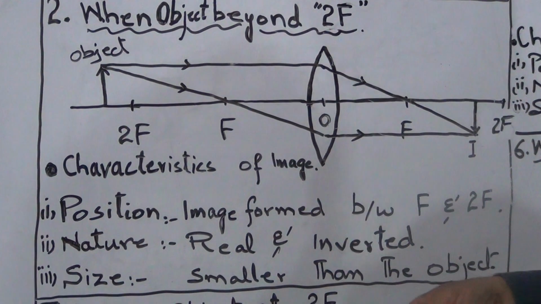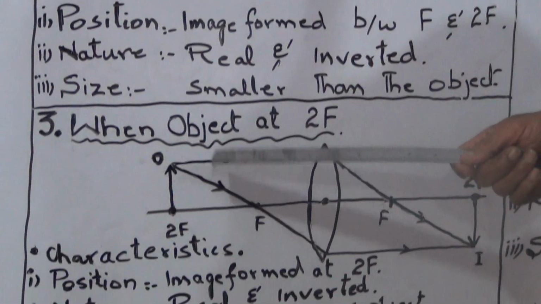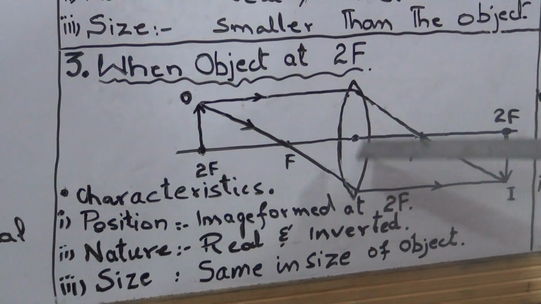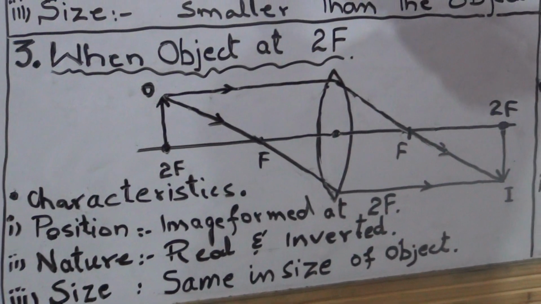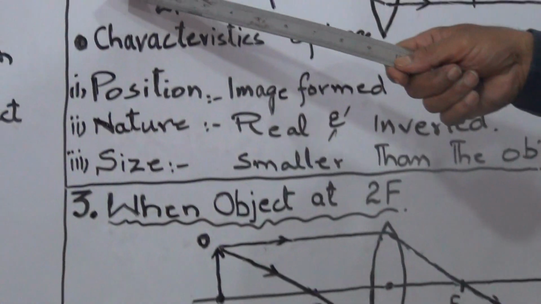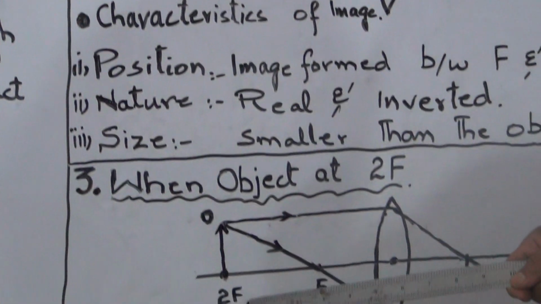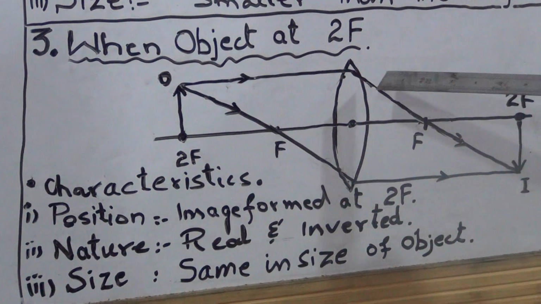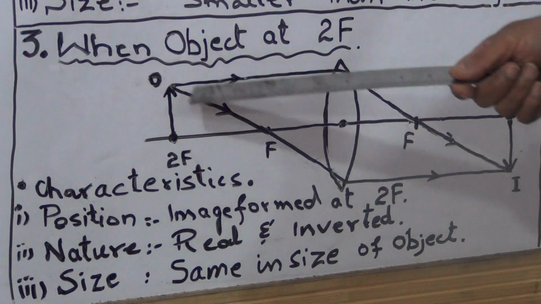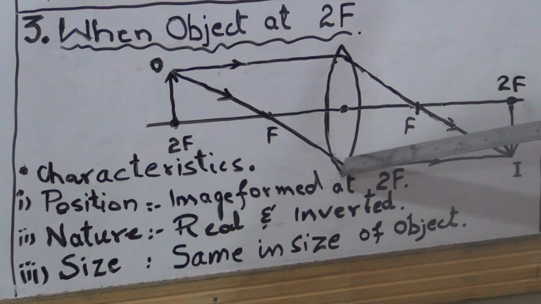Now, we bring the object further near to the lens. Now we place the object at 2F. First, it was beyond 2F. Now, it is at 2F. Two rays like this: one parallel to the principal axis and the other passing through the principal focus.